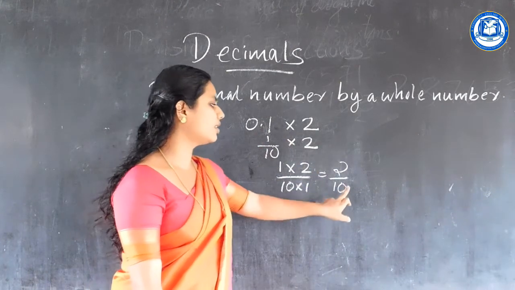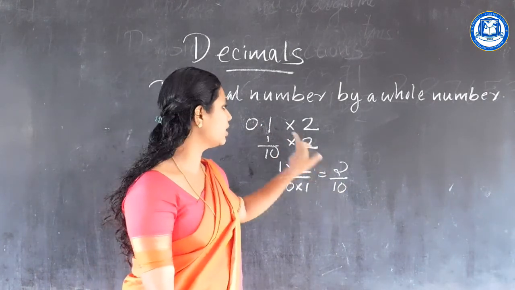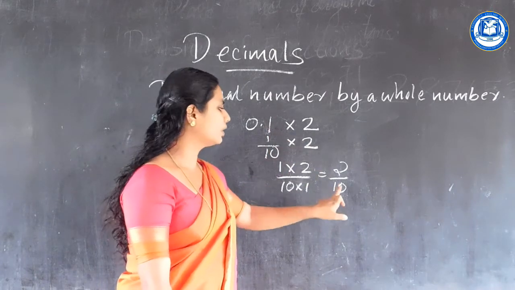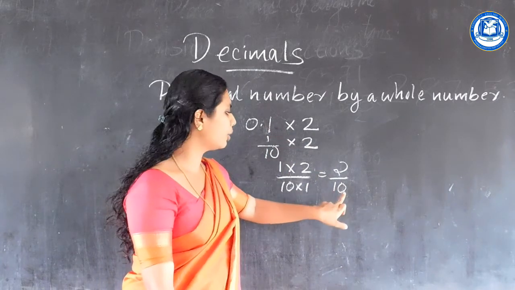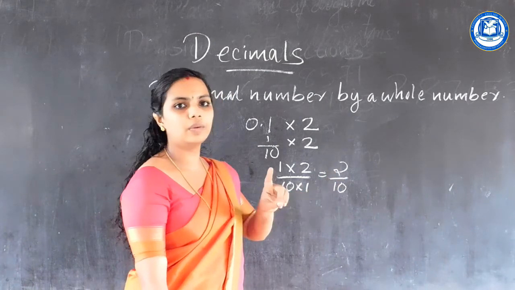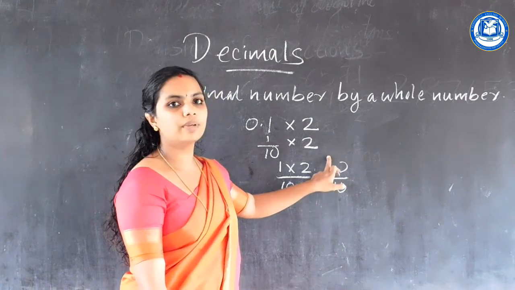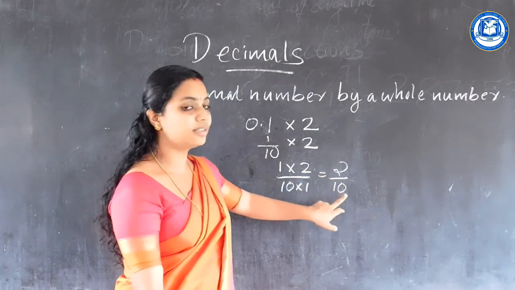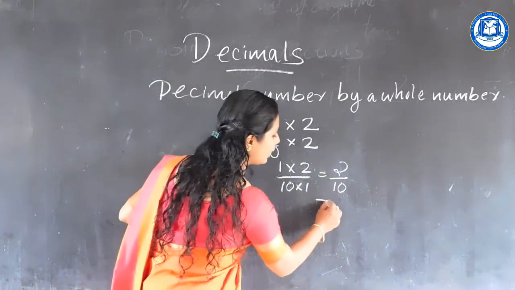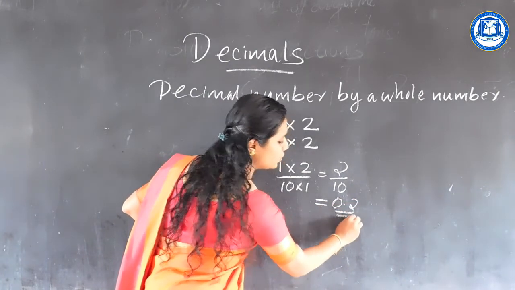Now the question is in decimal number, so we want to change this fraction into a decimal number. For changing the fraction into a decimal number, we look at the denominator. Here the denominator is 10, so after the point there must be only one number. If the denominator is 100, after the point there must be two numbers. Here the denominator is 10, so after the point only one number. So the answer is 0.2.